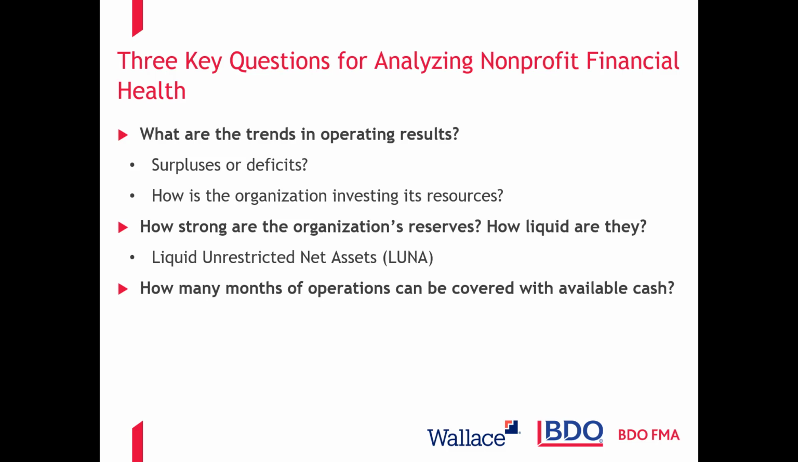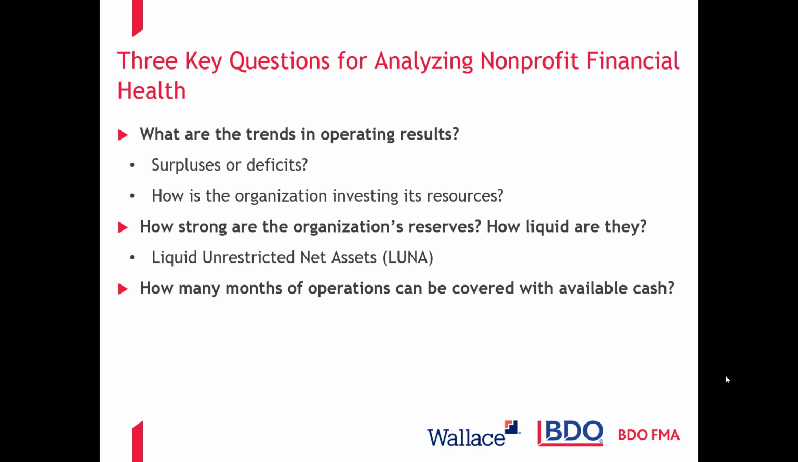Finally, the third question is about cash. Just looking purely at cash, we want to know how many months of operations can be covered by what's in the bank, and the general benchmark in the nonprofit sector here is also somewhere between 3 and 6 months of cash on hand.